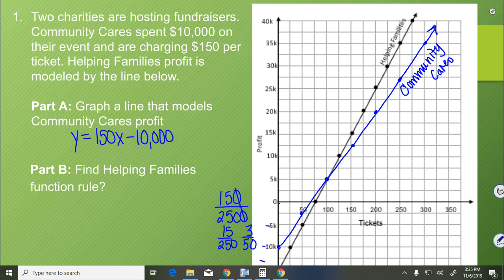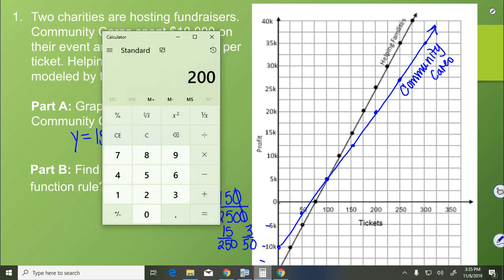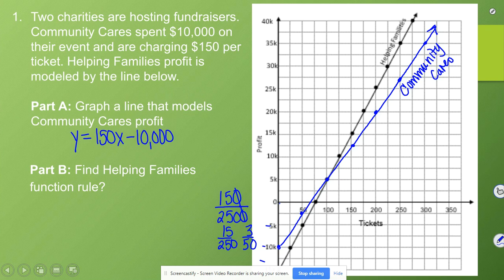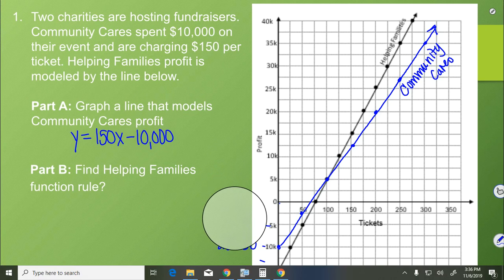Okay, so we could also prove that that's correct because if we do that 3 over 50, which winds up being 7,500 over 50, and divide by 50, we get that it is $150 per ticket. So that's one way you can do it when the scales are not exactly the same.